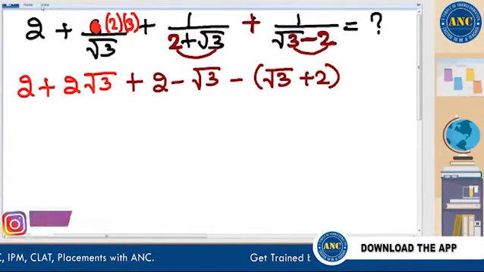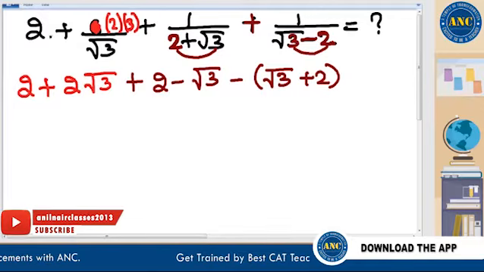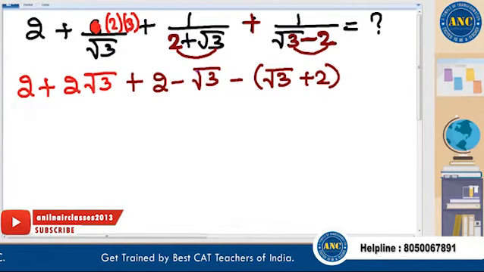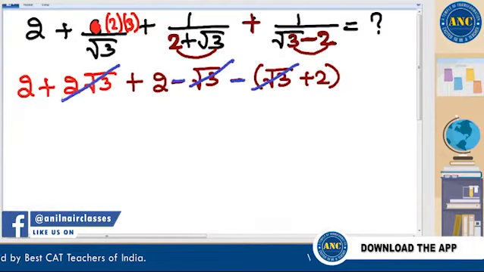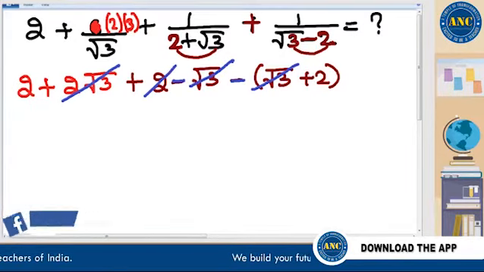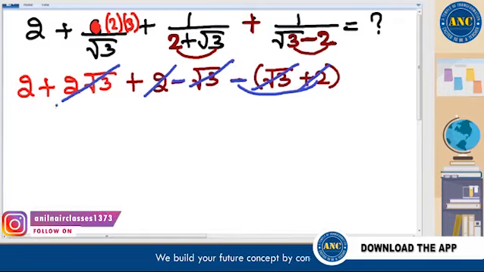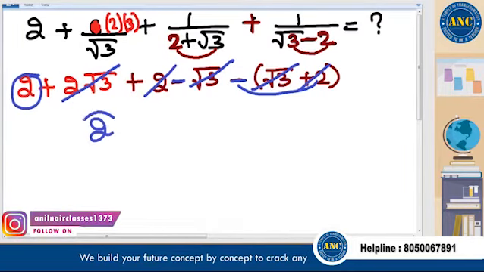What all the terms will cancel, sir? Okay, 2 root 3 will get cancelled. Why? Because minus root 3 minus root 3 is minus 2 root 3, which will cancel with plus 2 root 3. Plus 2 with minus 2 will cancel. You are only left with one more 2.